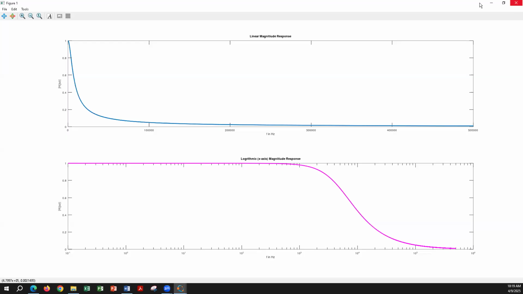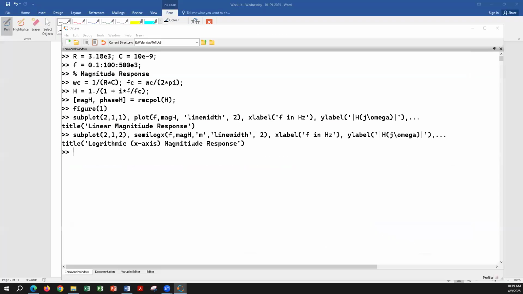I'm going to show you the code if you are here. If you're working on the code, this is the code. I'm sorry? You have what?